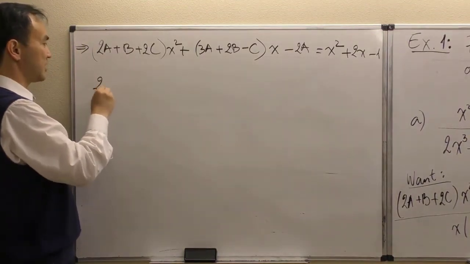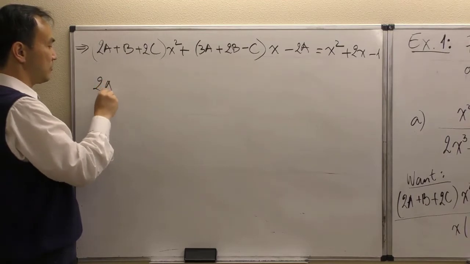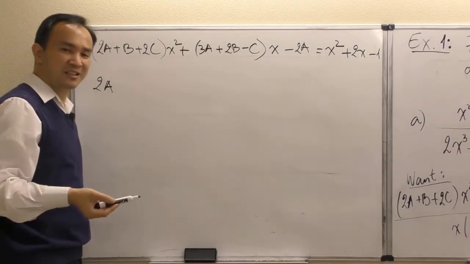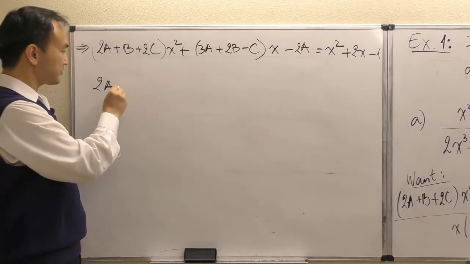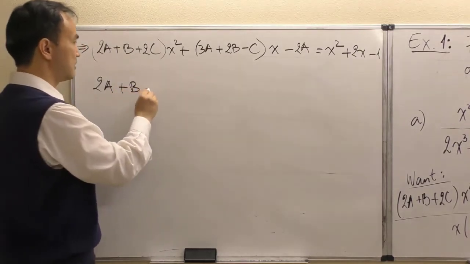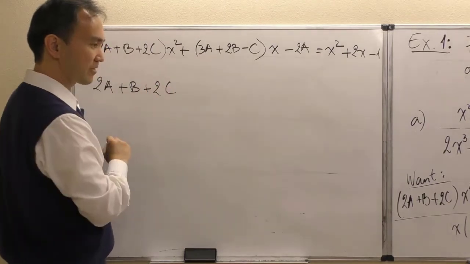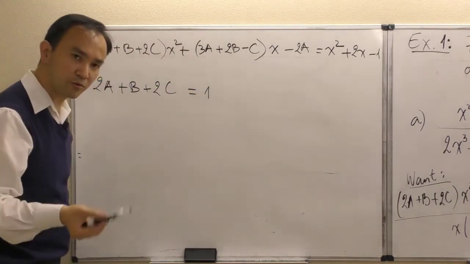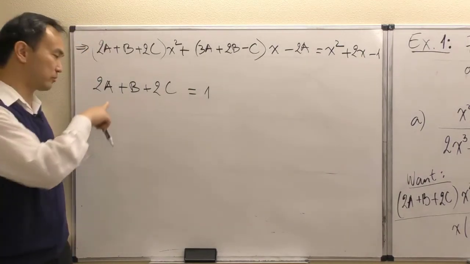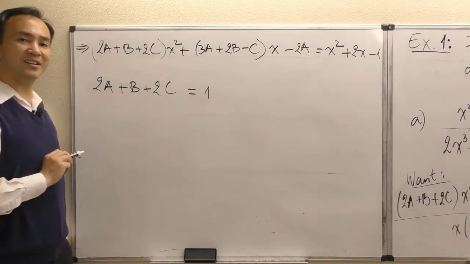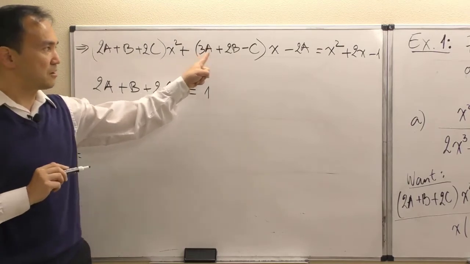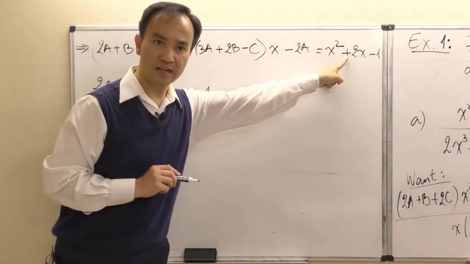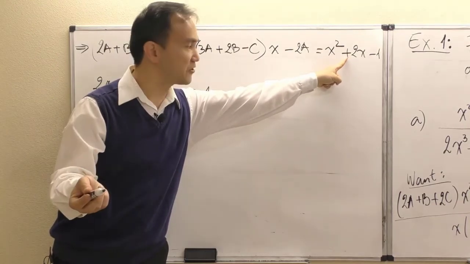I can start setting up the following system of equations, of linear equations, just like you have seen in the general discussion earlier. Then 2a plus b plus 2c, all of that must be equated with 1. So we produced one linear equation of 3 unknowns. And then the 3a plus 2b minus c right here must be equated with that corresponding coefficient on the x term.